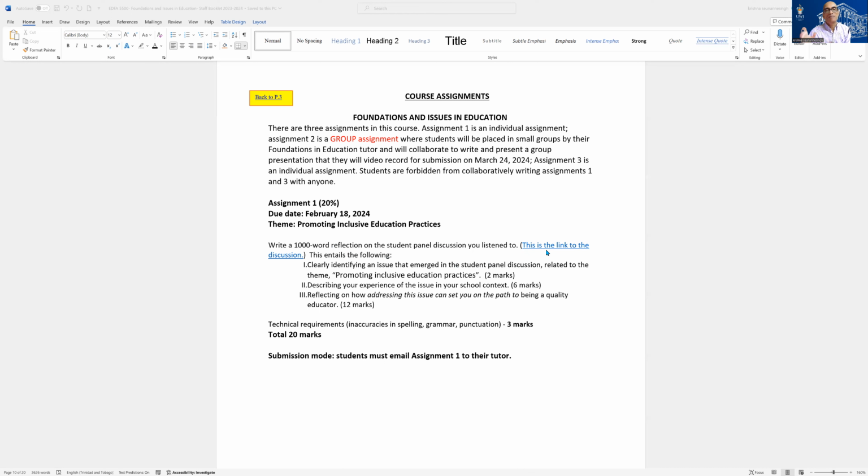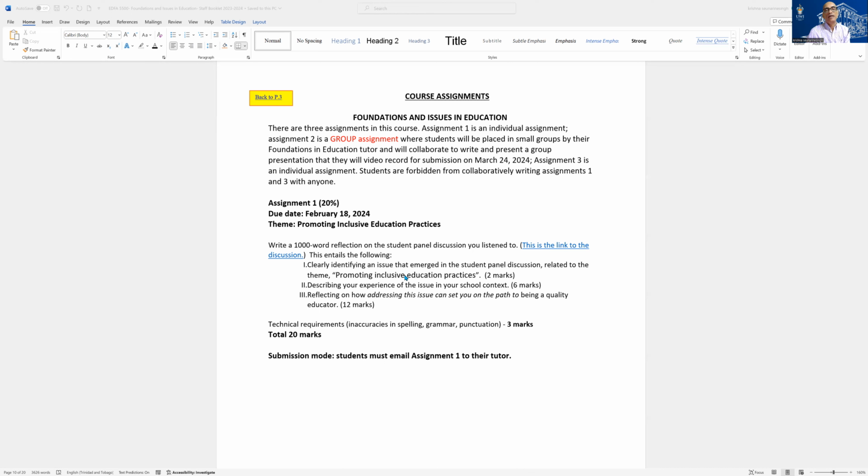The idea is that you listen to the panel discussion, which is based on the topic of promoting inclusive education practices. There were about 5, maybe 6 secondary school students, current students, and they were talking about promoting inclusive education practices, which is our theme, if you recall. So you have to view and listen to the discussion, then write a 1,000-word reflection on what you heard, responding to these 3 questions.